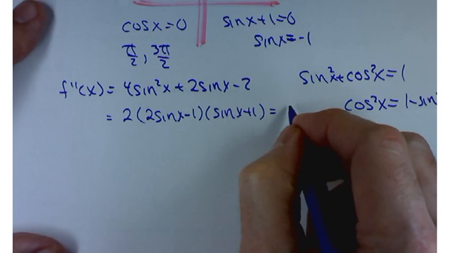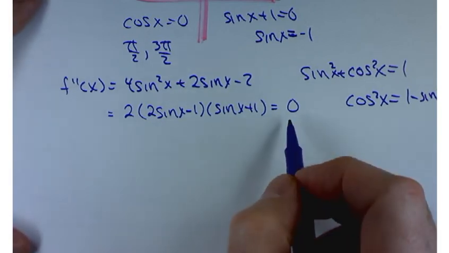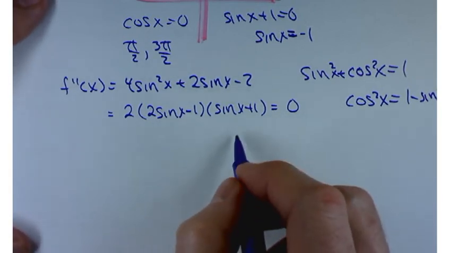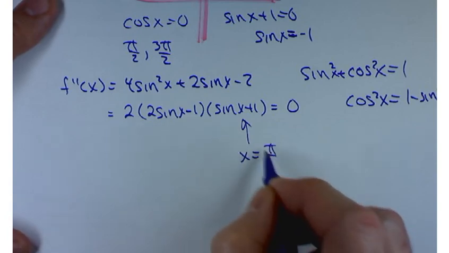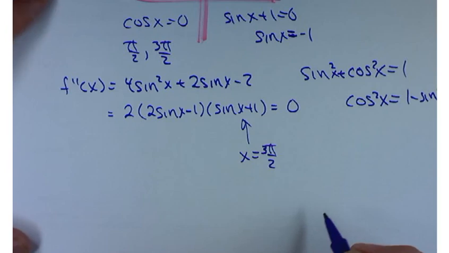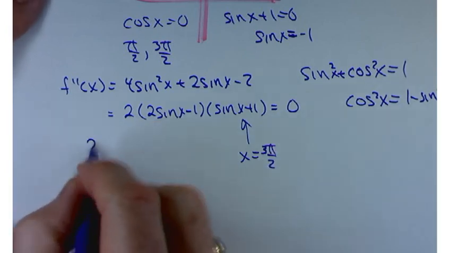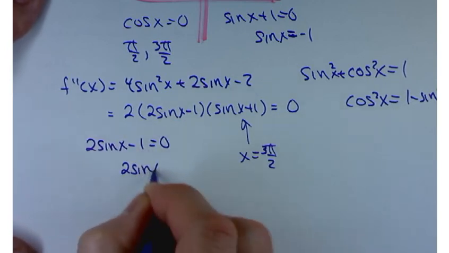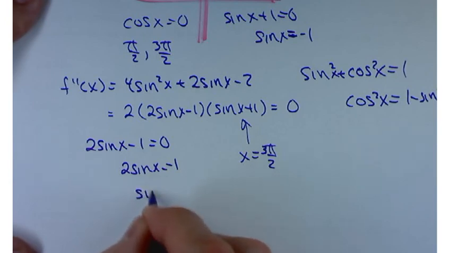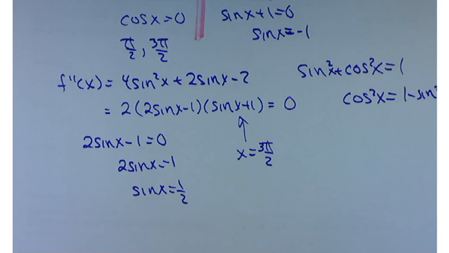And kind of like the previous part, I want to know where that's equal to 0. So this is going to equal 0. Well, we already know that that's true right here, right? We just solved that. X equals 3 pi over 2. But how about this one? Where does 2 sine of x minus 1 equal 0? Sine of x equals 1/2.